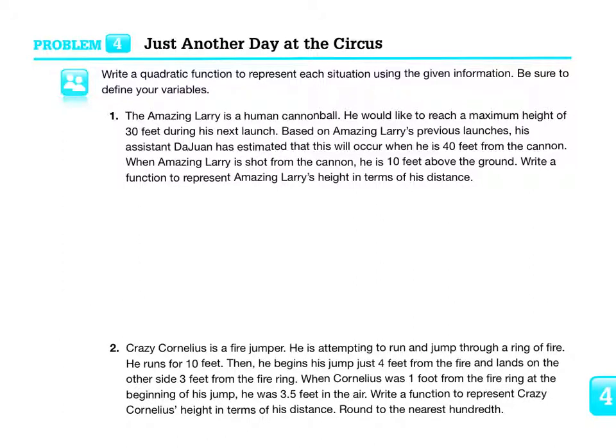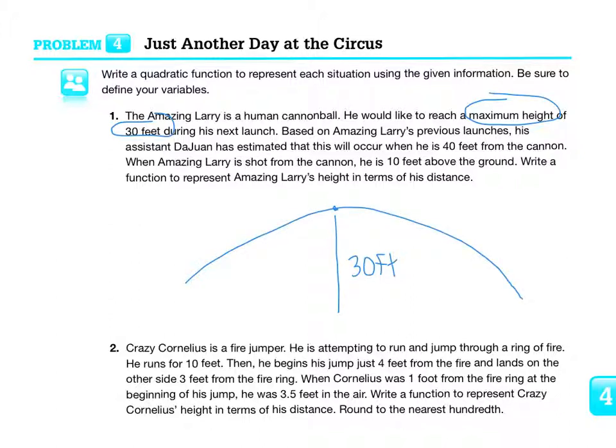In the first example, we are looking at the Amazing Larry, and he is a human cannonball, and he would like to reach a maximum height of 30 feet during his next launch. So we're looking at, he wants to be 30 feet at max, so he's going to be somewhere up here, and his launch is going to be a parabola. Based on Amazing Larry's previous launches, his assistant Dewan has estimated that this will occur 40 feet from the cannon.